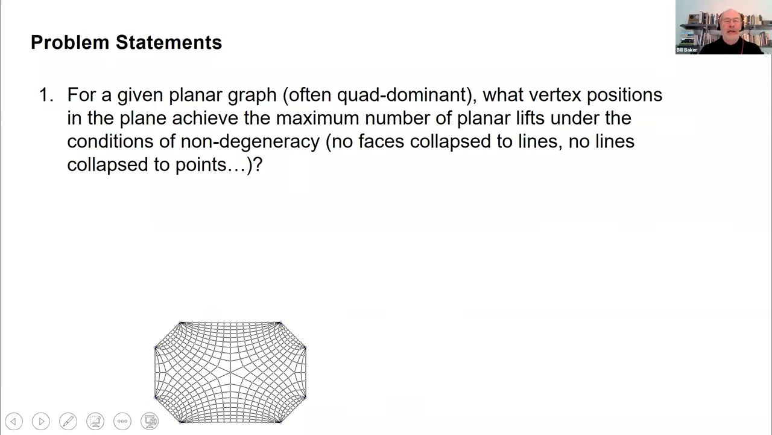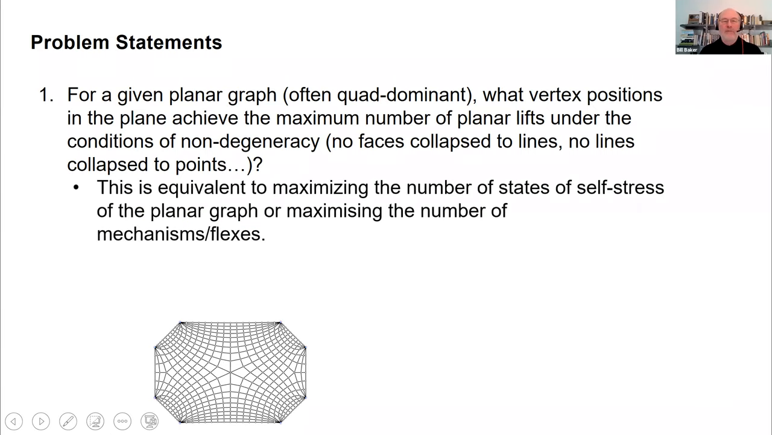For a given planar graph, often quad dominant, and I'll explain what I mean by quad dominant in a minute, what vertex positions in the plane achieve the maximum number of planar lifts under the conditions of non-degeneracy? By that, we mean no faces collapse to lines, no lines collapse to points, and perhaps there are other criteria. Our understanding is that this is equivalent to maximizing the number of states of self stress of the planar graph, or maximizing the number of mechanisms or fluxes. I'll tell you why we care in just a moment.